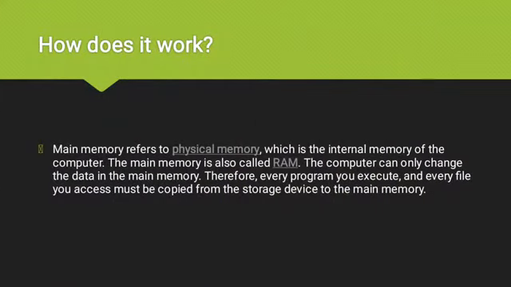So, how does it work? Main memory refers to physical memory, which is the internal memory of the computer. The main memory is called the RAM, and the computer can only change the data in the main memory. Therefore, every program you execute and every file you access must be copied from the storage device to the main memory. So, I will explain how. Here in the main memory, data is inserted and kept when the processor is actively using it. Examples of storage devices are the USB drive, memory cards, optical disc, and more.